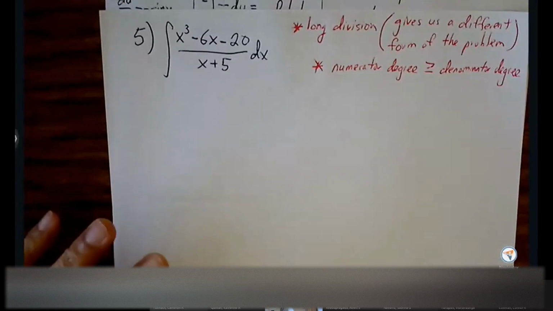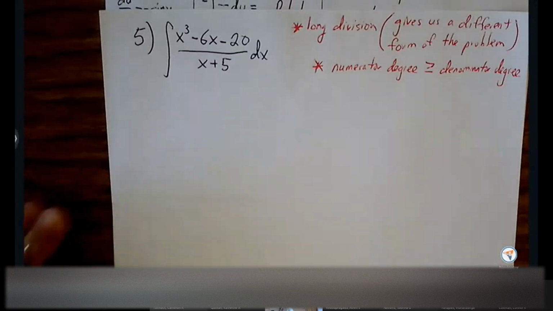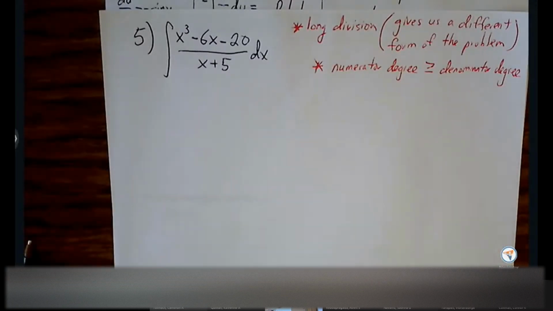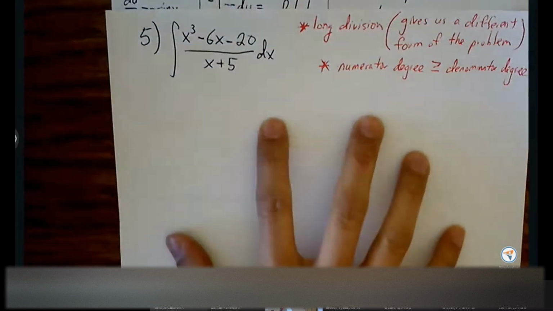Because usually if the denominator has a higher degree, then we want to really explore u-substitution. We're hoping that will be the way to get there. But if the numerator has a higher degree or the same degree as the denominator, long division, or we're going to talk about synthetic division as well, it could be a possible way of getting to where we want to be. So here's the process.